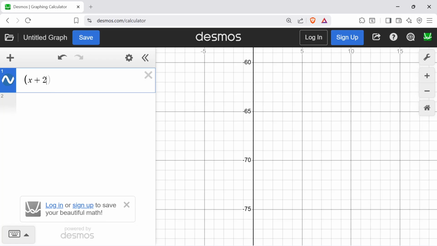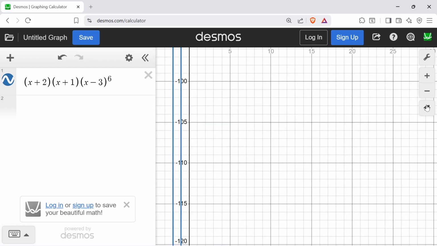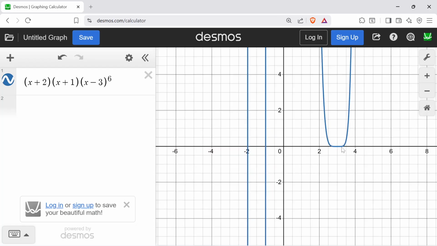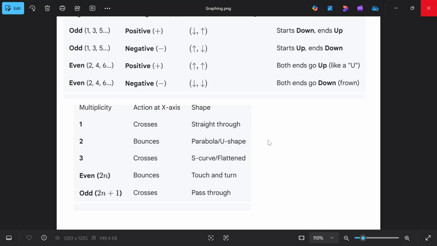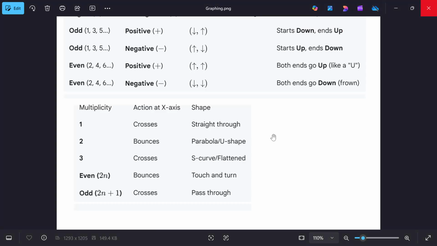So x plus 2 times x plus 1 times x minus 3 to the 6th. And you will see, let me go home here. There's a real flat. At x equals 3, it's real flat. And there's the minus 2 and plus 1. And it's hard to see on Desmos that it's going up and up, but it is.